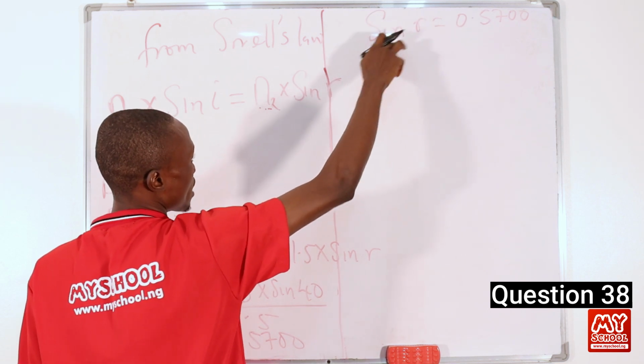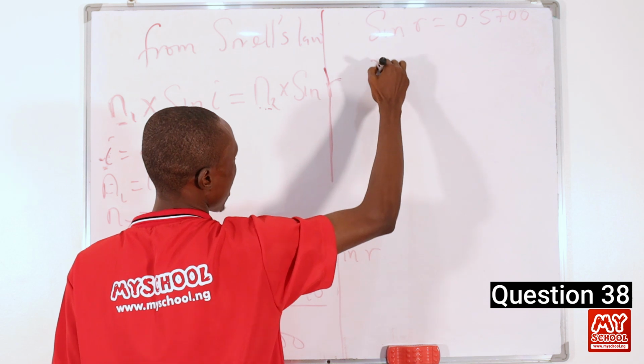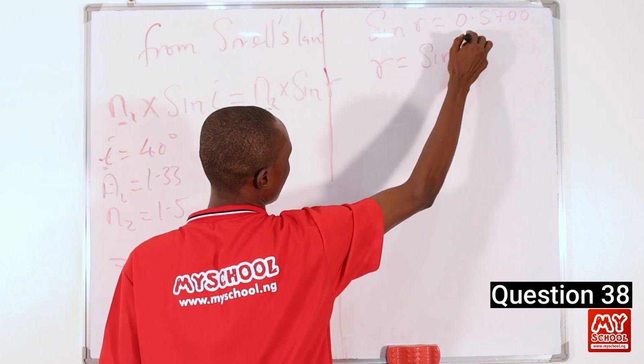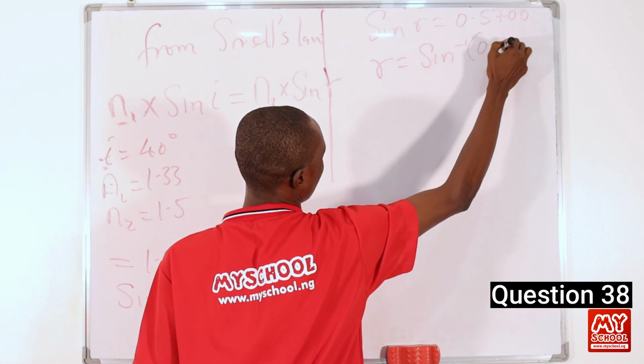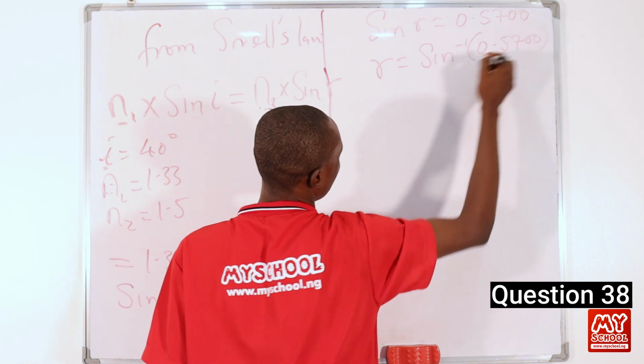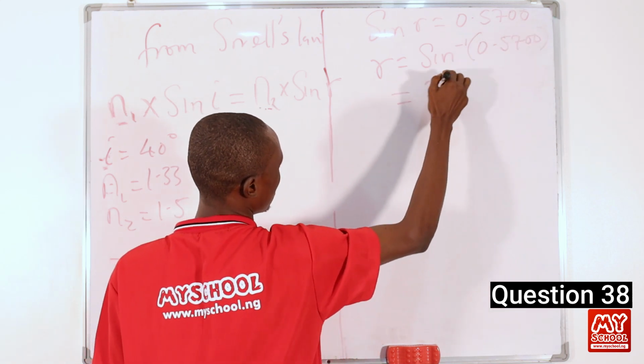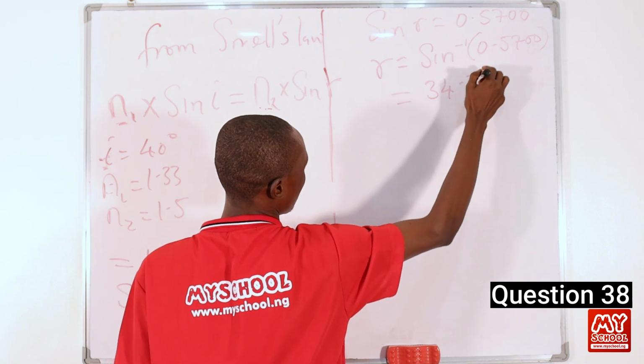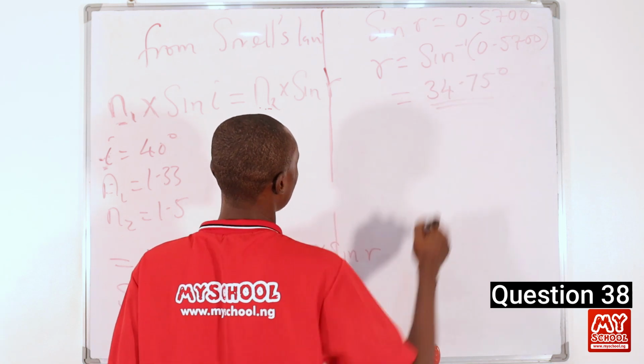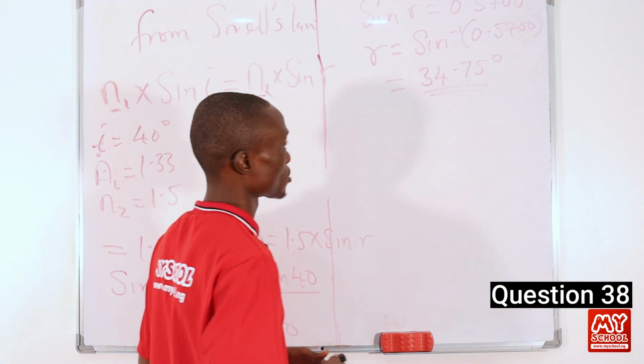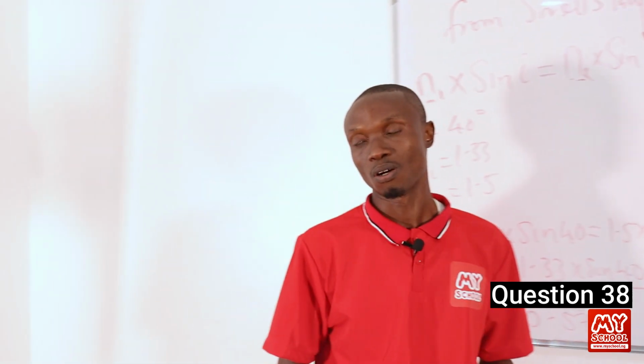But we are looking for r, not sine r. So we need to take the sine inverse of both sides, so that r is equal to sine inverse of 0.5700. And this will be equal to 34.75 degrees. Okay, so let's move over to the screen to pick the correct option.